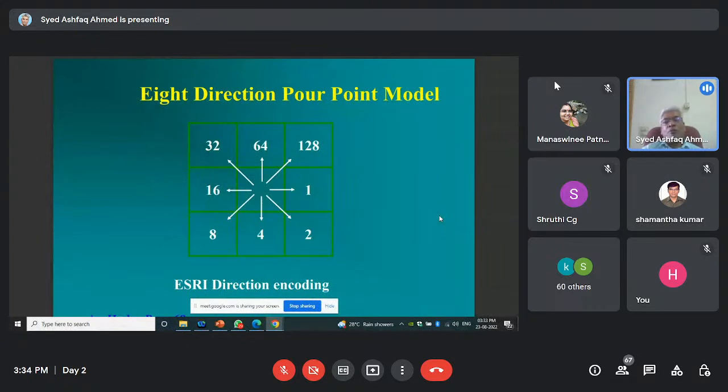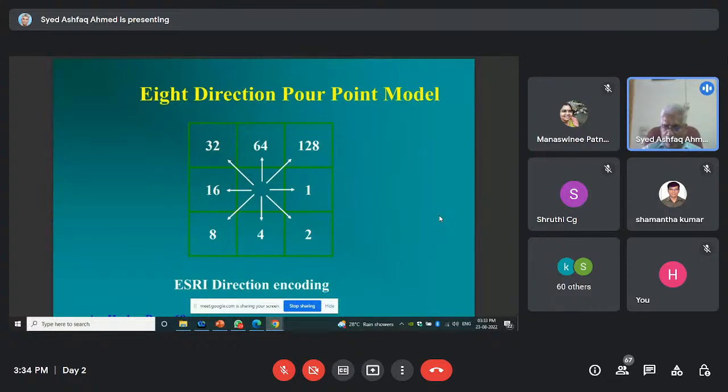So what is this 4-point model? We are going to place a point on the satellite image to extract the entire watershed basin. So here we have, again, 9 pixels with different numbers starting from 1, 2, 4, 8, 16, 32, 64, and 128.